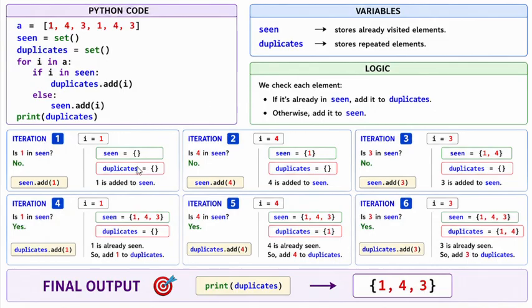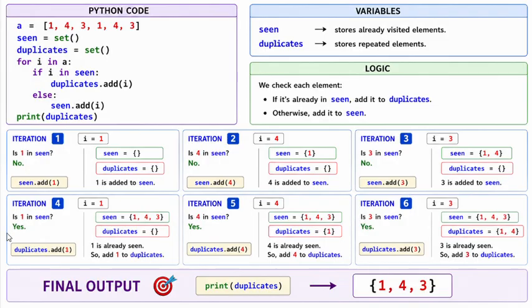I will explain it in a very simple way. Iteration 1, i equal to 1. Is 1 in seen? No. So 1 is added to seen. Now, what is the next iteration? i equal to 4. Is 4 in seen? No. So 4 is added to seen. Is 3 in seen? No. So 3 is added to seen.